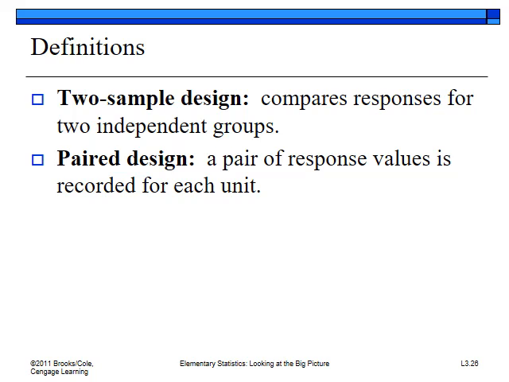A paired design looks a lot like a two-sample design, but there is one difference. Here we're looking at a pair of response values for each unit. An example of this would be if we're worried about genetics somehow confounding a situation. Maybe we take a pair of identical twins who presumably have the same genetic makeup, put them in two different groups, and look at what happens.